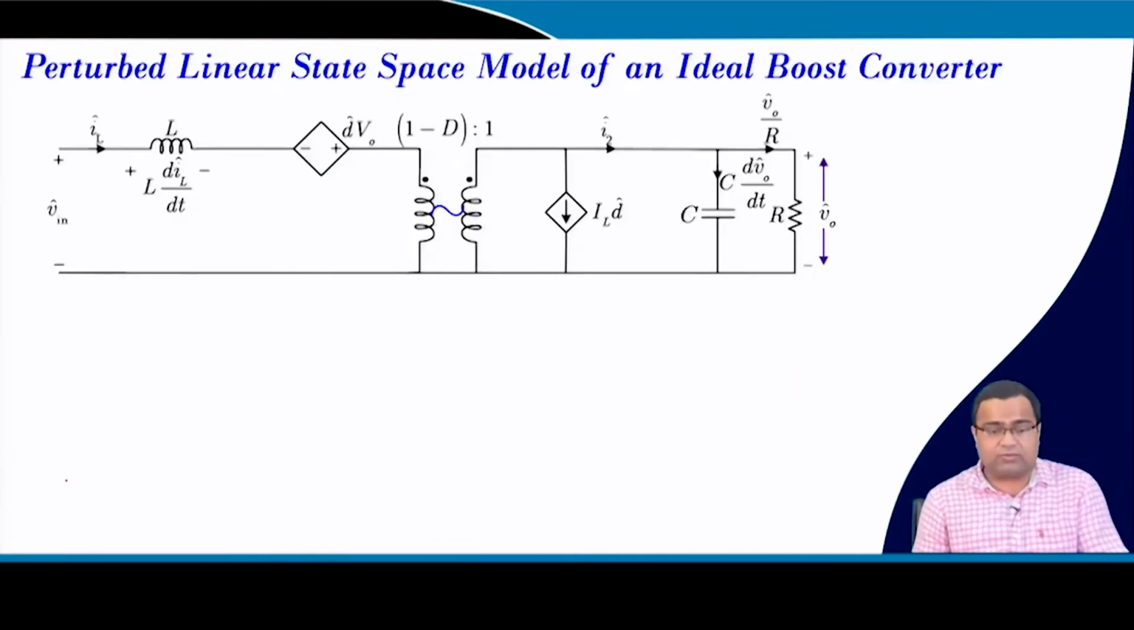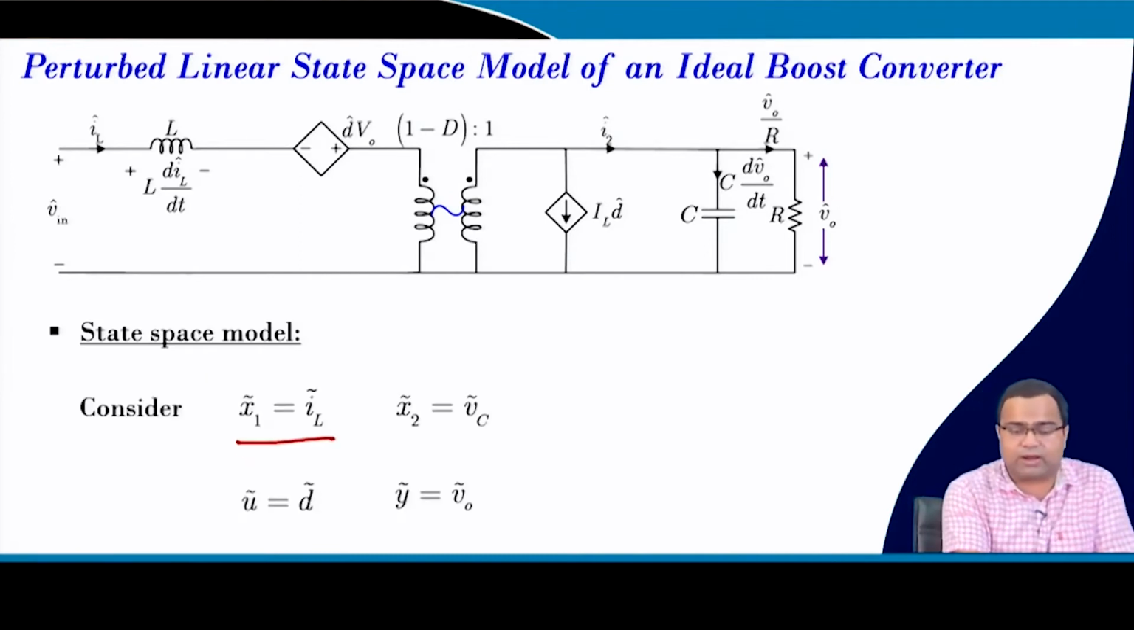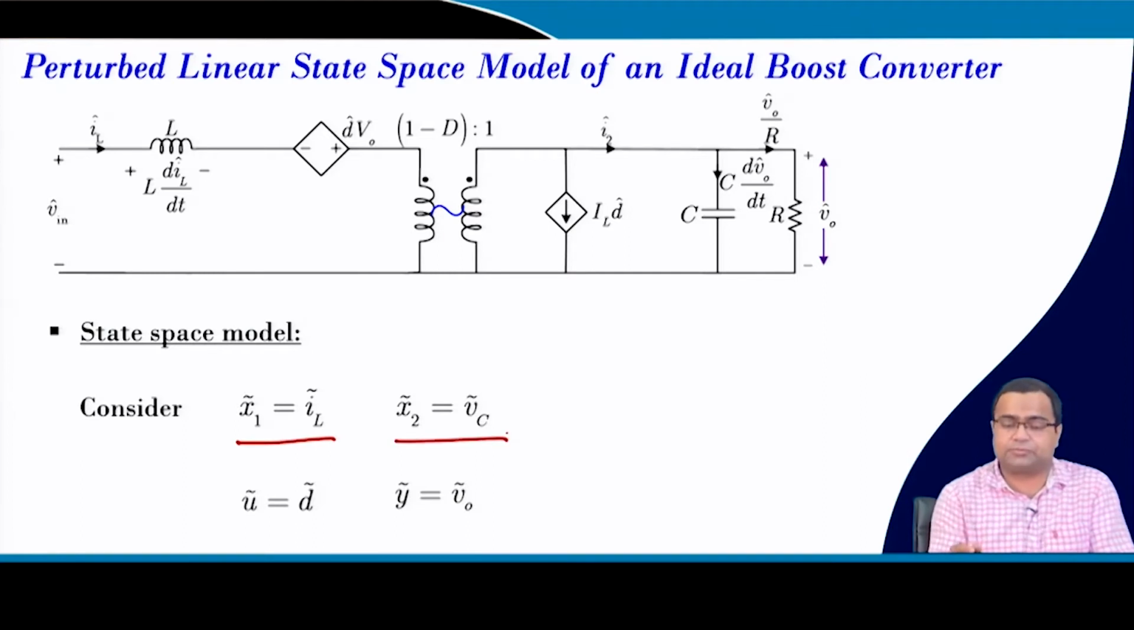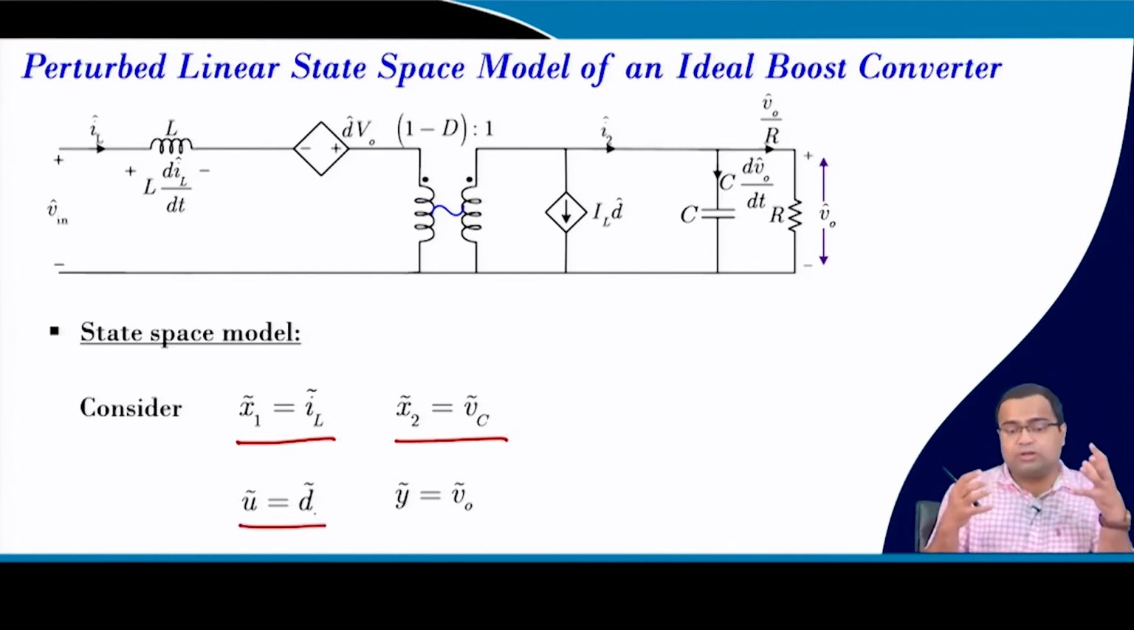And if we want to write the state space model by considering inductor current to be one state and the capacitor voltage to be the other state. In this case, the capacitor voltage and the output voltage are the same, but in a practical boost converter there can be slight difference because of the ESR. And we are considering the duty ratio perturbation to be the input, that means the control input, because in state space model we generally write x dot equal to Ax plus Bu. So, the control input here is the duty ratio.